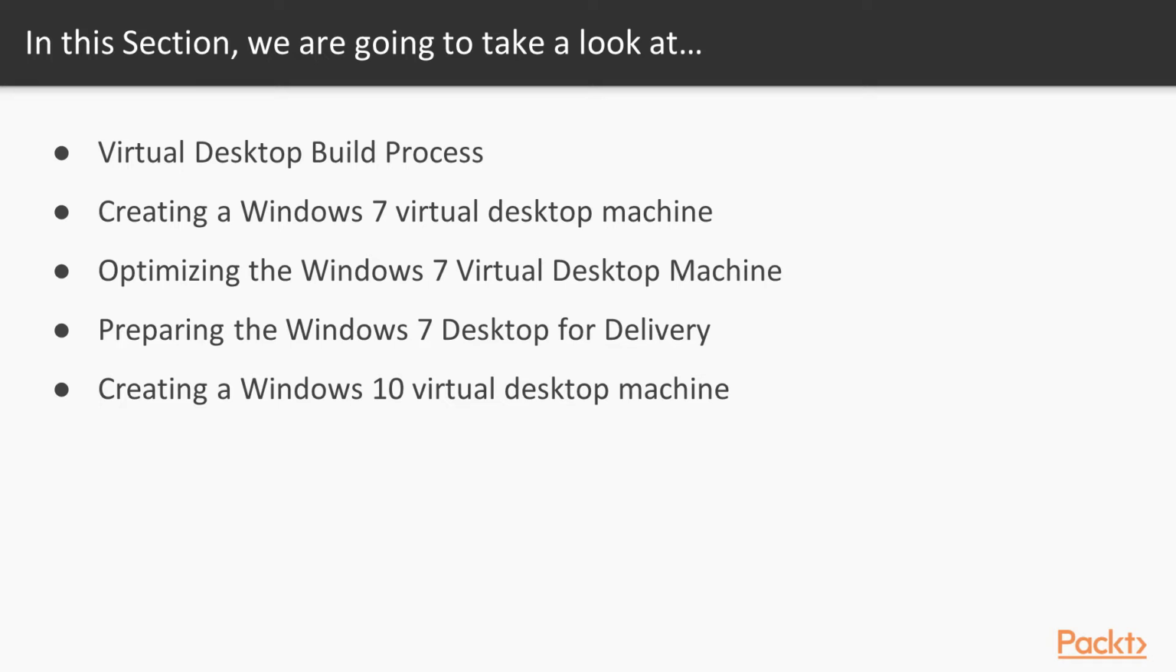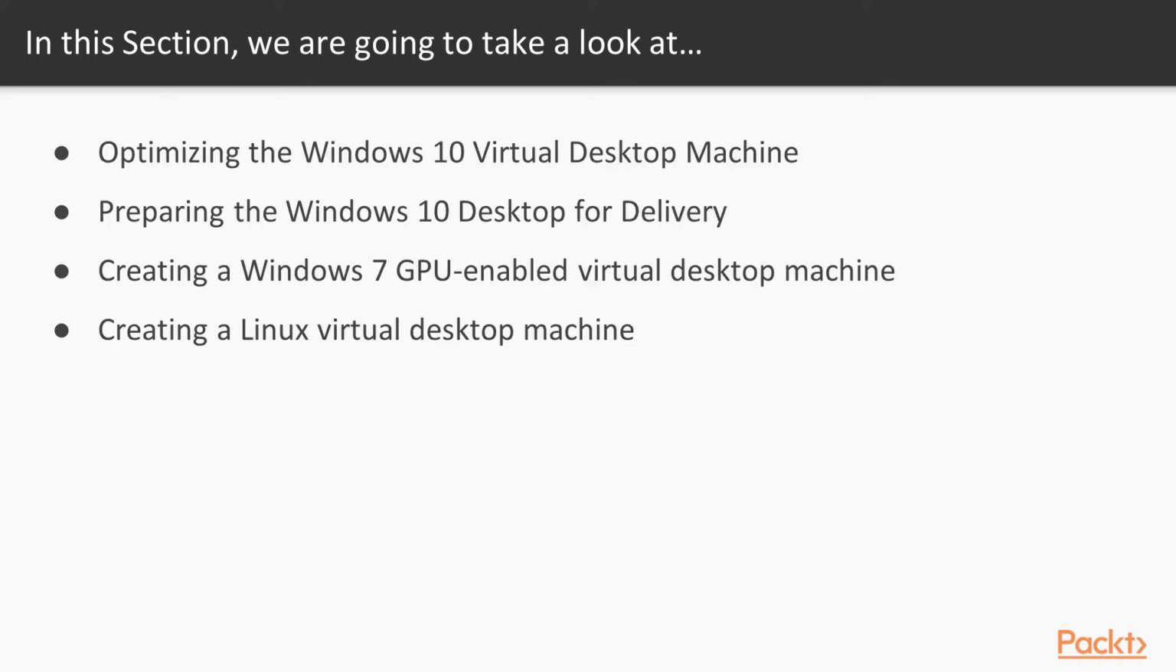Then we will do exactly the same for Windows 10, starting by creating the Windows 10 virtual desktop and then again optimizing it for VDI. To finalize the Windows 10 build, we will prepare the image for use as a Horizon View virtual desktop image from which to create and deploy virtual desktops from.